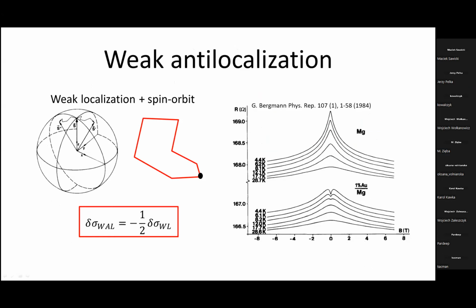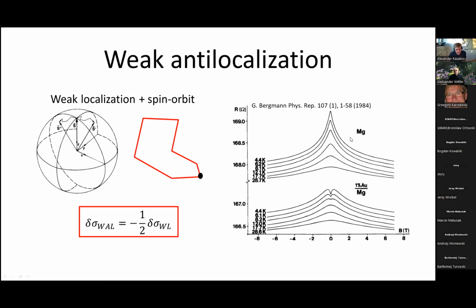And quite an unusual effect on this weak localization is done by spin-orbit interaction, which first reduces the amplitude of the effect by a factor of 2, and also changes the sign of the effect. So the system in the presence of spin-orbit and zero magnetic field becomes more conductive rather than less conductive. And that's why it's called weak antilocalization. That's how these both effects manifest in experiment.